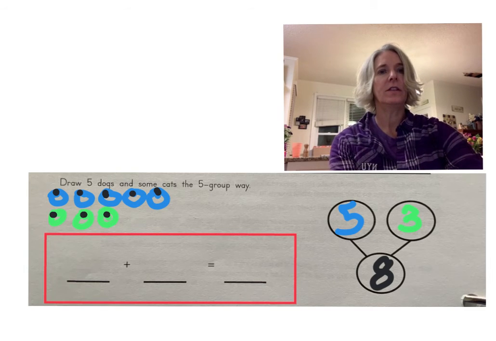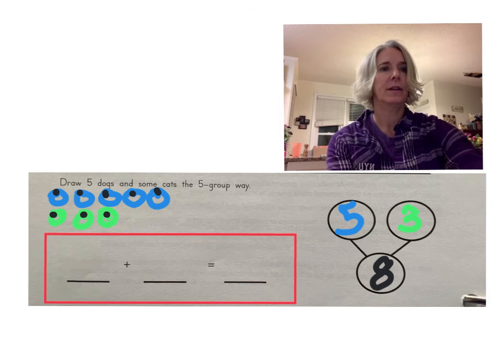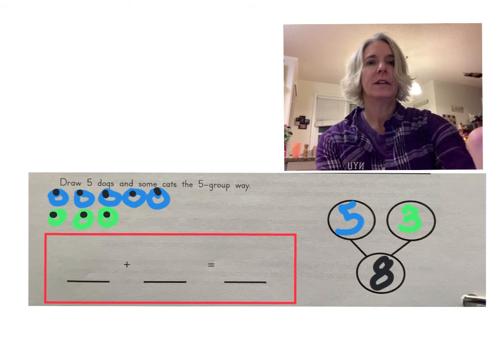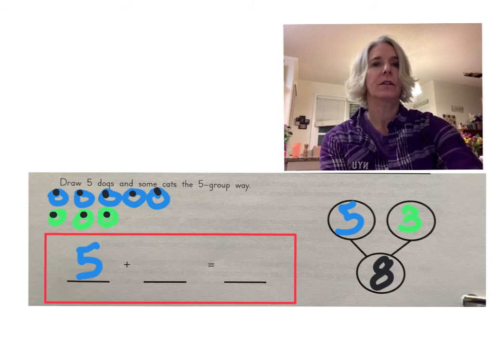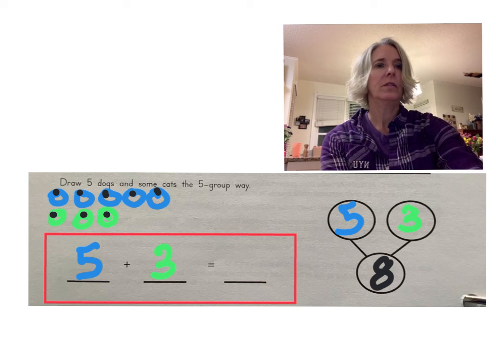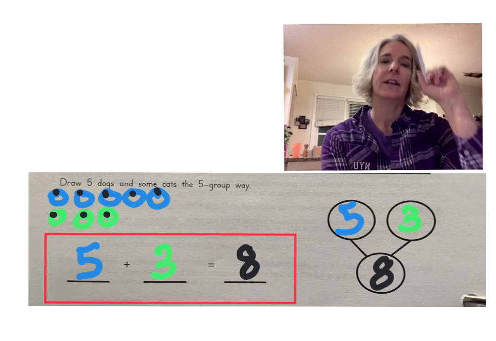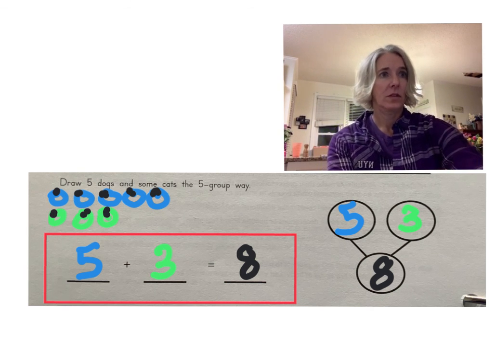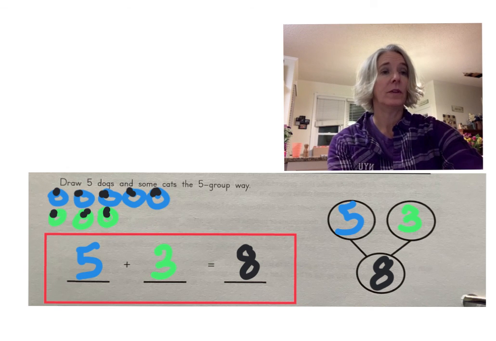Okay, kindergarten, let's do the third part of our activity sheet, the number sentence. Okay, let's do our 2 parts. Our first part is the 5 dogs in blue. The second part is our 3 cats in green, and our whole number is 8. We said earlier we had 1, 2, 3, 4, 5, 6, 7, 8. Again, you should be doing this on your own activity sheet, and when you get to the teacher table, we'll look at your work.